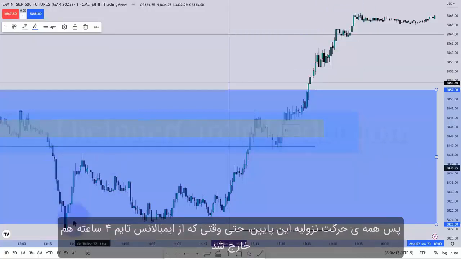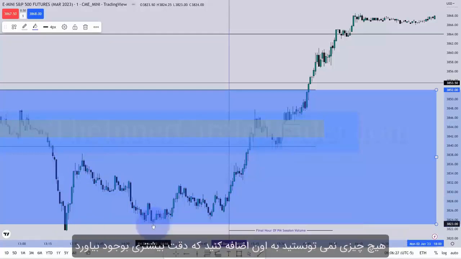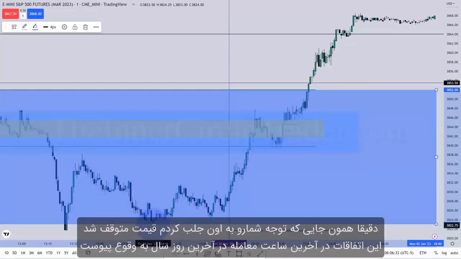So all this movement down here, look, it went outside the 4-hour imbalance, and then it went right down to and touched it right there. Perfect. You can't get any better than that. There's no improvement on that. There's nothing you can add to that in terms of precision. It stops right exactly where I drew your attention to. This is during the lead up to the last hour of trading.